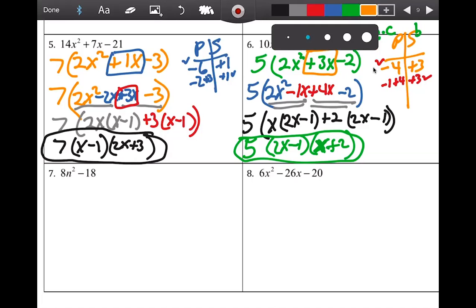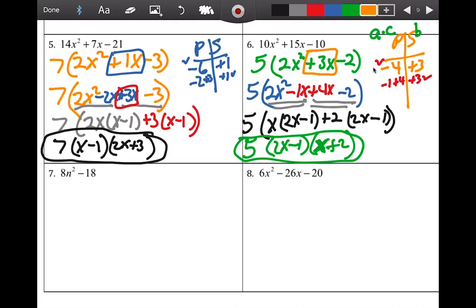Yeah, because at the end, the x times the x is going to give you your x squared. So you're just looking at the coefficients. The coefficients are A, B, and C. You're not worried about the variables once you get it without the GCF. Right?